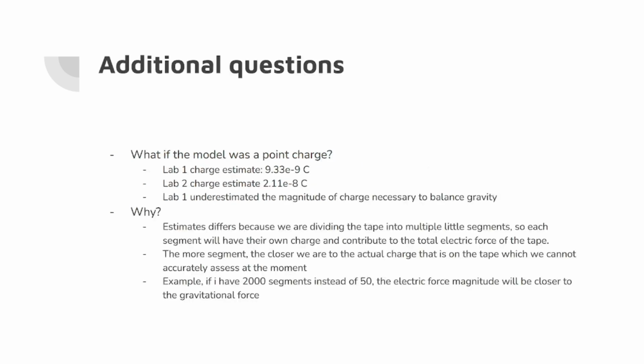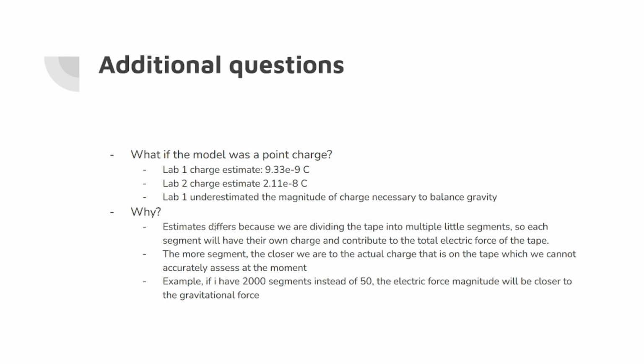Additional question: what if the model was a point charge? Well, that's what we did in Lab 1. We used the electric field of a point charge. Comparing these two charge values, Lab 1's underestimated the magnitude of the charge necessary to balance gravity. And why?